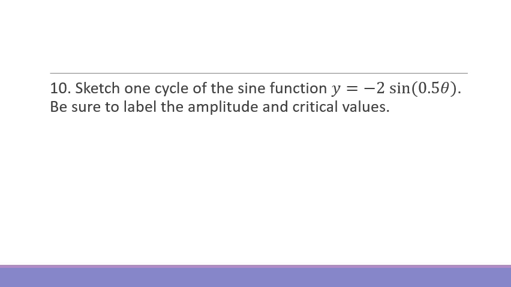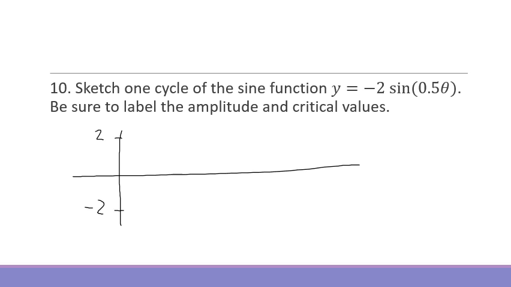All right, next one. Sketch one cycle of the sine function -2 sine 0.5 theta. Be sure to label the amplitude and critical values. Labeling the amplitude, we see that the outside number there is 2, so this goes from 2 to negative 2. It's starting negative, so our sine graph will go down first.